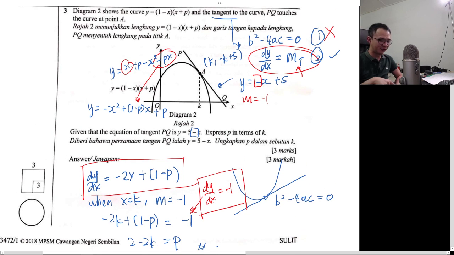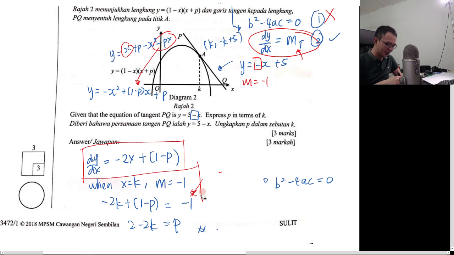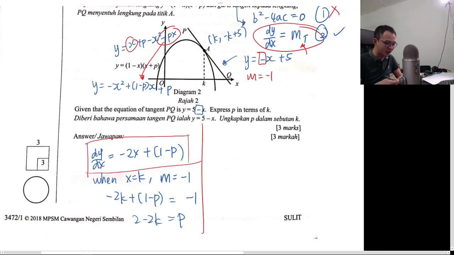This one shouldn't be too hard. If you want to do b squared minus 4ac equal to 0, you just substitute both equations into each other. I guess in this case maybe we can do that also. Let's try b squared minus 4ac and see if it is doable or not, because a lot of students are so confused and keep asking me. In order to do b squared minus 4ac, I will substitute the first equation into the second equation. Then I have negative x squared plus 1 minus px plus p equals 5 minus x. So basically I substitute the equation of the curve into the equation of the straight line. And I know my x value, right? My x value is k.